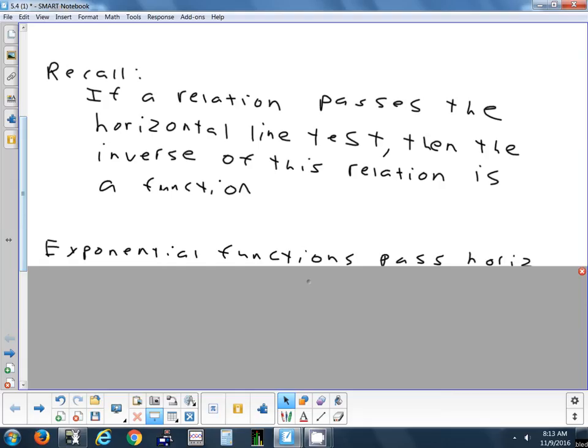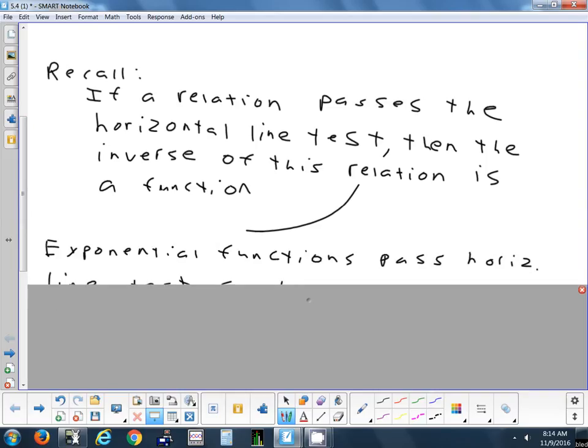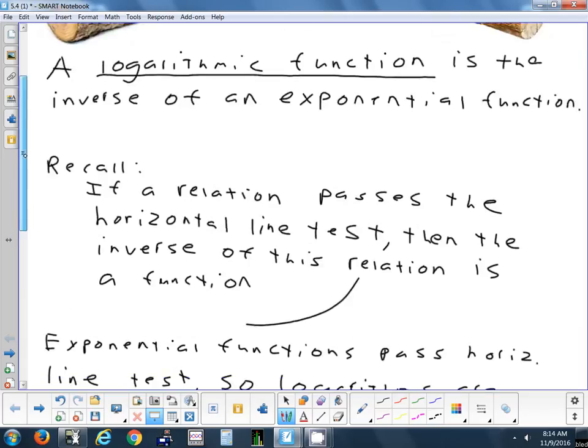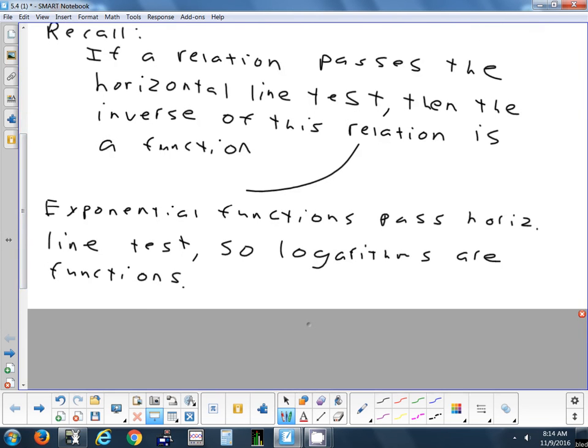How about exponential functions? Do those pass the horizontal line test? Graphs that look like this, exponentials. Yes. They get pretty flat, but they're never perfectly flat, so they do pass the horizontal line test. And since an exponential function passes the horizontal line test, that means its inverse is a function. And what's the inverse of an exponential? A log. So if you graph a logarithm, it will come out as a function.